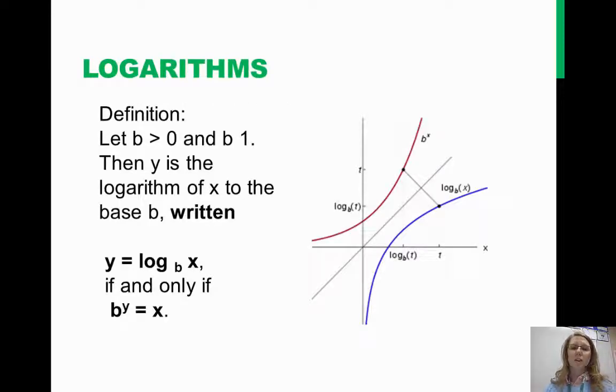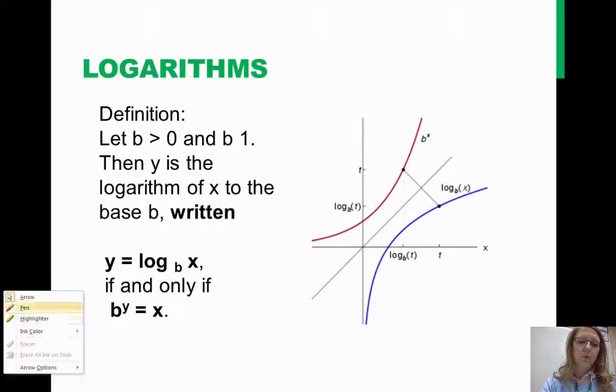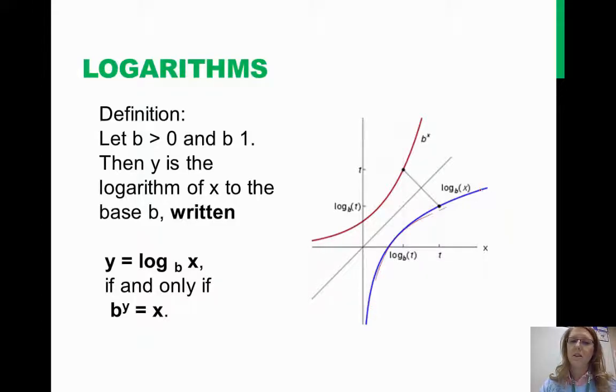So a logarithm is seen here in this graph. The blue one here is the logarithm that we're looking at. The red one is an exponential function. So what we're looking at is y equals log base b of x, and the inverse of that is b to the y equals x. If you notice here, this is the exponential function, this is the logarithm function, and notice that they're inverses of each other.